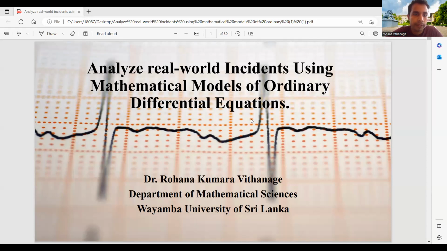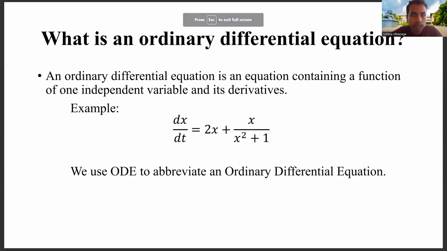Today I'm going to teach a lesson about analyzing real-world incidents using mathematical models of ordinary differential equations. Mainly, we know that we can analyze real-world happenings or real-world problems by using the concepts of ordinary differential equations. So let's see what an ordinary differential equation is.